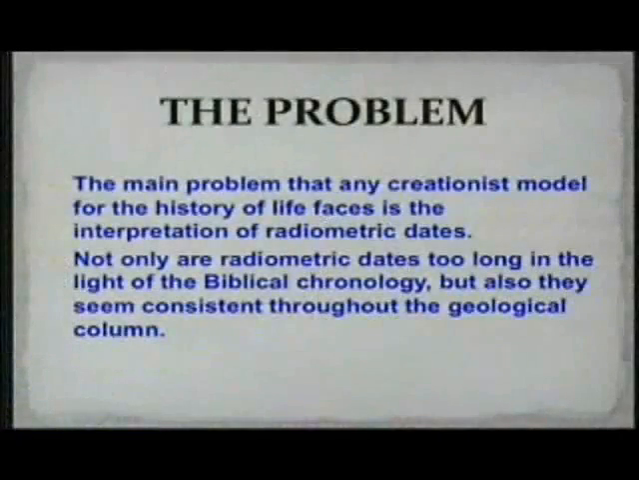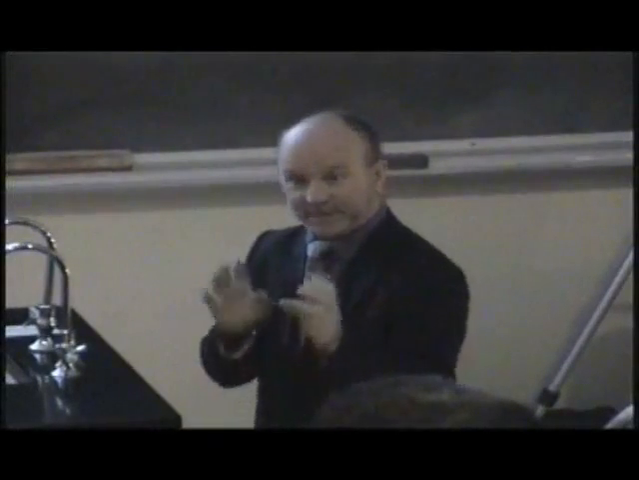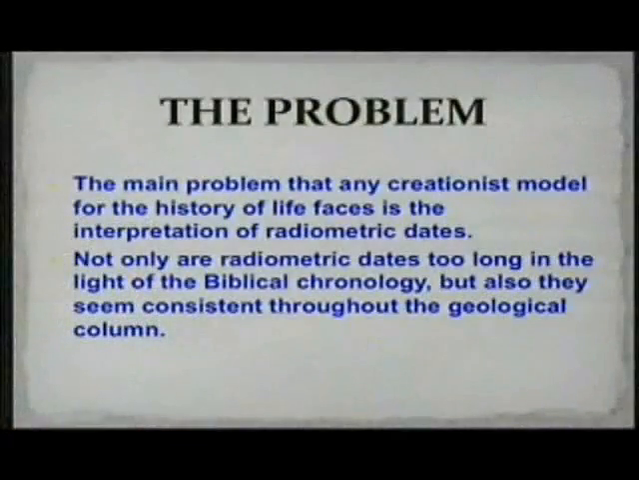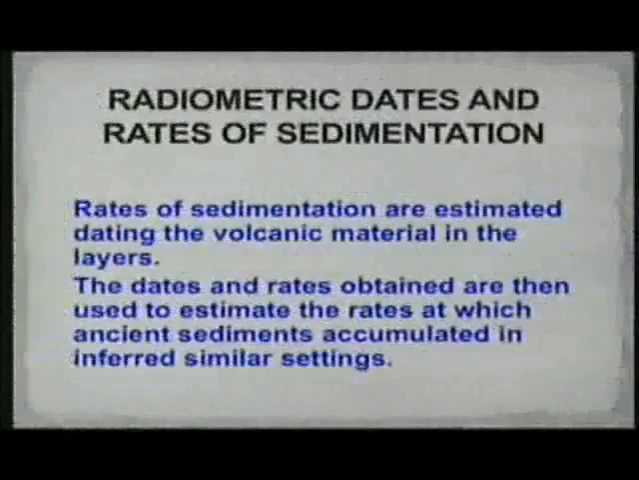Okay, what's the problem? The main problem that any creationist model for the history of life faces is the interpretation of radiometric dates. And I didn't come here to bring the solution. That's a disclaimer. I don't have it. But I think we can put on the table elements that may question their validity and their underlying assumptions. Not only are radiometric dates too long in the light of the biblical chronology, but also they seem consistent throughout the geological column.